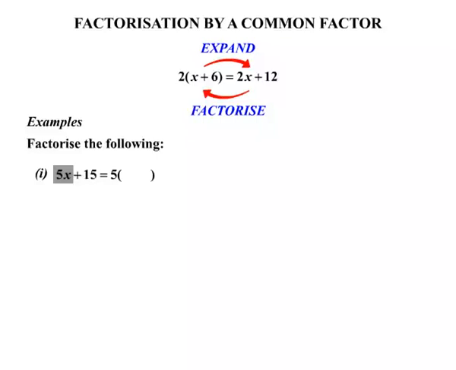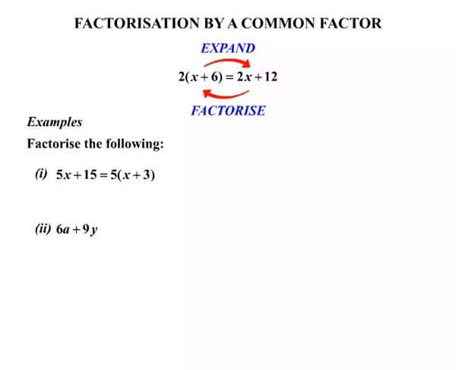Then look at the 5x. We're asking ourselves 5 times something gives us 5x, and that would be x, because the 5 times the x gives us the 5x. Looking at the positive 15, how are we going to factorize that? We've taken the 5 out, so we need to think of what should go there such that 5 times that makes the 15. Well, it will be plus 3, because 5 times 3 gives us the 15.